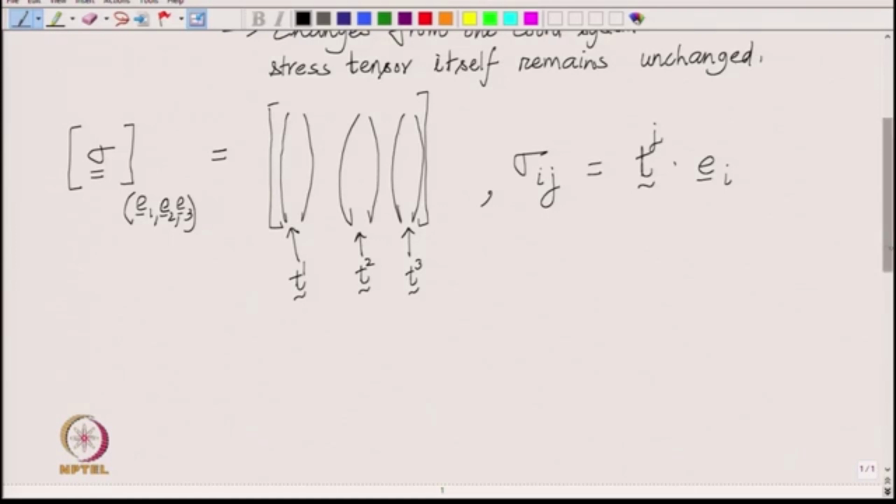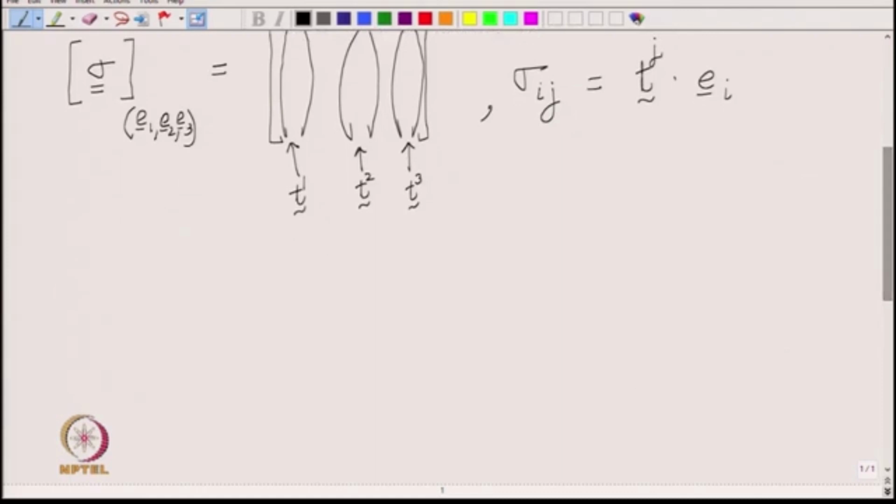And suppose now I want to write down the stress matrix in a new coordinate system, which let us say is E1 hat, E2 hat and E3 hat. Okay. So, I have that matrix again, sigma tensor is the same, we have the same stress tensor, but I want to find its matrix form in the new coordinate system, E1 hat, E2 hat and E3 hat.